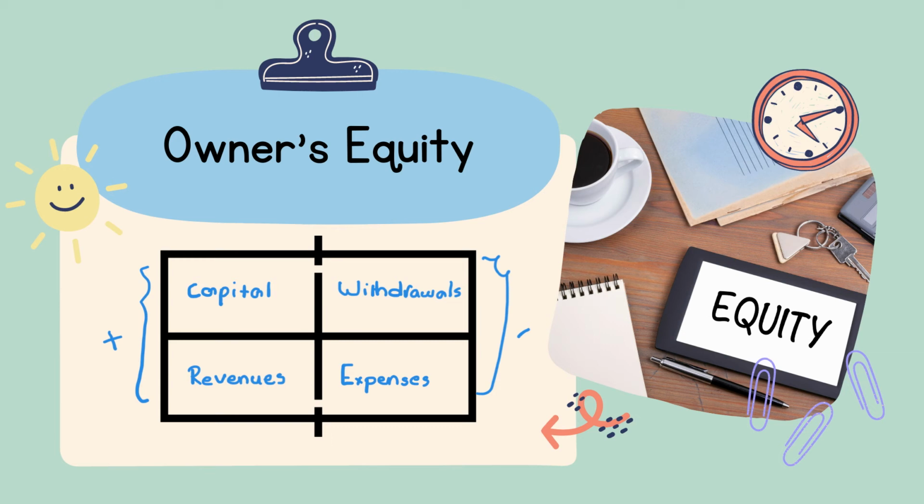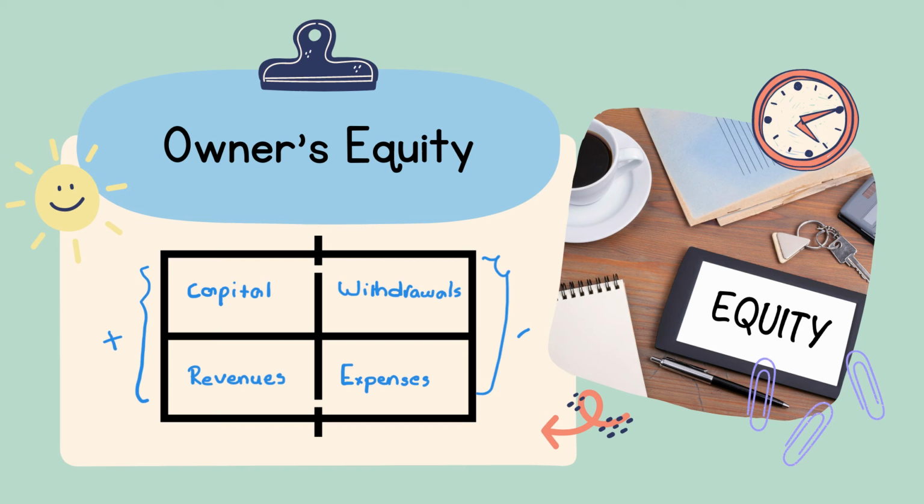Equity decreases with expenses and owner withdrawals. Expenses are the cost of selling goods or services. Expenses are the opposite of revenues and therefore decrease equity. Expenses like salaries, like rent expense, like utilities expense. Utilities means water and electricity. So all of these are expenses, are costs. So will decrease your equity.